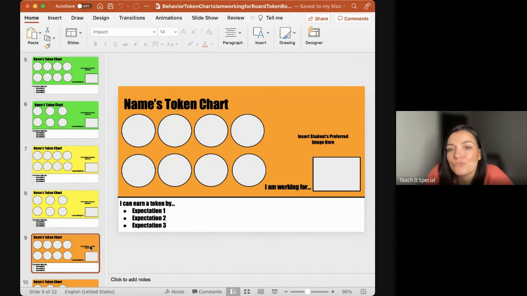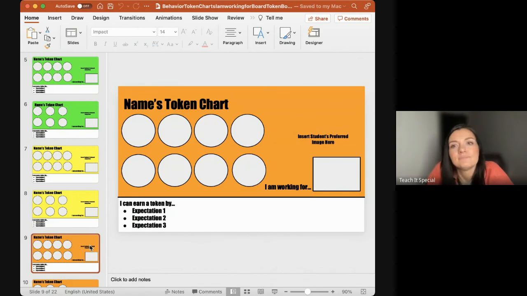Some of the things I'll do for how they can earn a token. I can earn a token by coming inside for recess. Sometimes I have students that are reluctant to come inside for recess. I can earn a token by walking nicely in the hallway. I can earn a token by keeping my hands and feet to self in the hallway. I can earn a token by sitting nicely for 5 minutes at the carpet. I can earn a token by completing 5 minutes of my work. I can earn a token by going to specials.